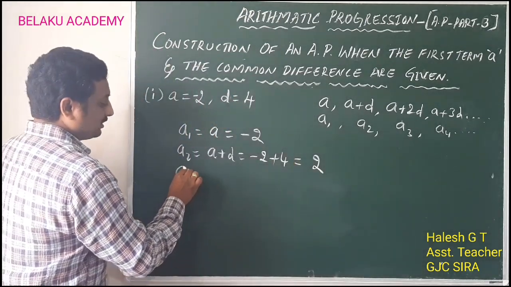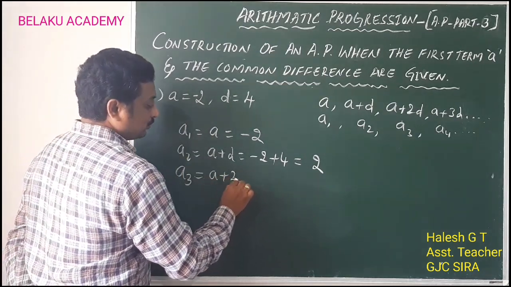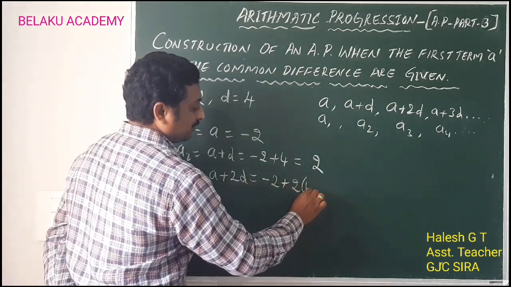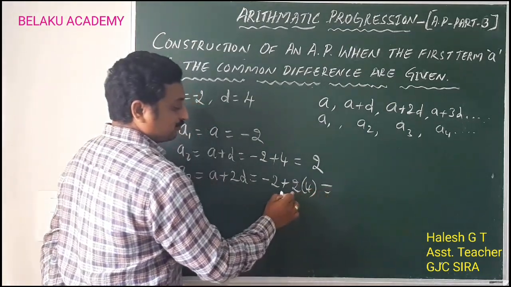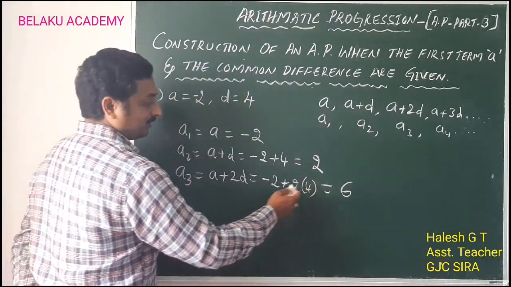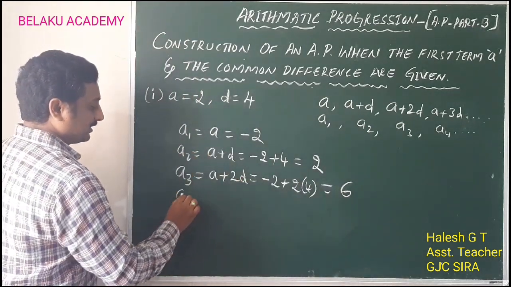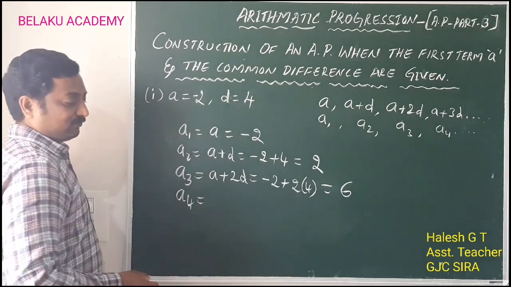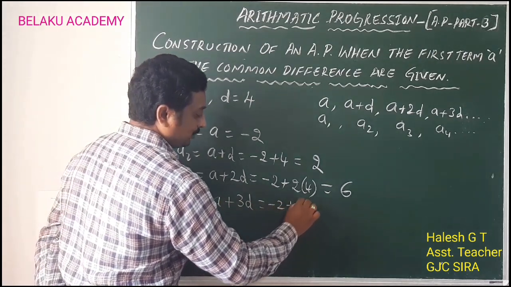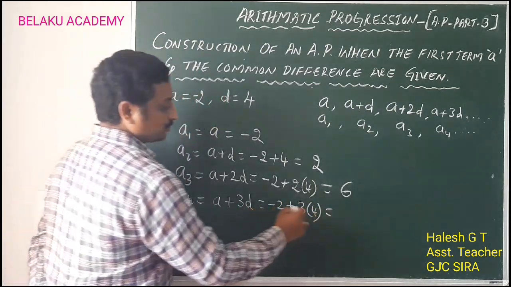So now let us move to third term. A3 is equal to A plus 2D. So A is minus 2 plus 2 into value of D is 4. So 2 into 4 is 8. 8 minus 2 is 6. Since it is greater and having plus value, the final sum will be plus 6. So let us move to fourth term. A4 is equal to A plus 3D. So here also minus 2 plus 3 into 4. So 4 3s are 12. 12 minus 2 is 10.